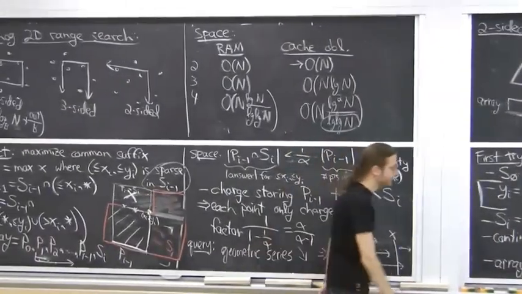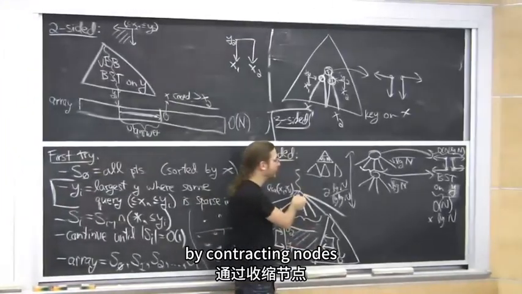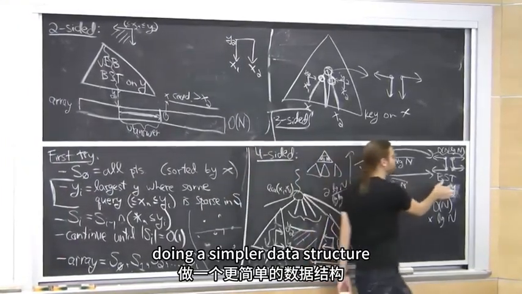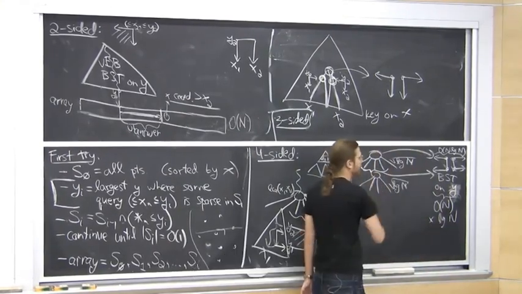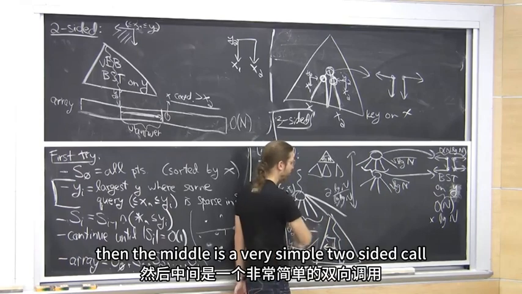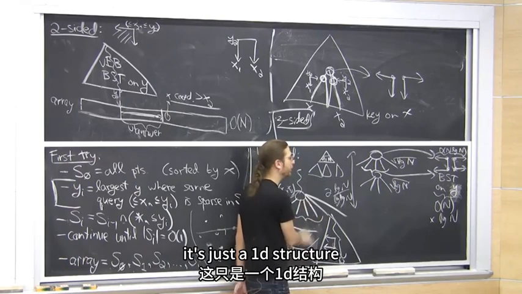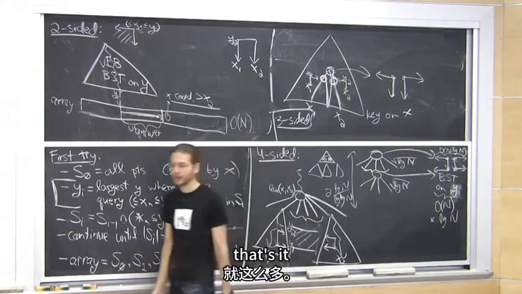Kind of crazy. But this is how you get that last little bit of log n space improvement: by contracting nodes, doing a simpler data structure for these middle children, and just focusing on the left child and the right child. You have to do one 3-sided call, but then the middle is a very simple 2-sided call. It's just a 1D structure, and so it's really cheap. That's it.